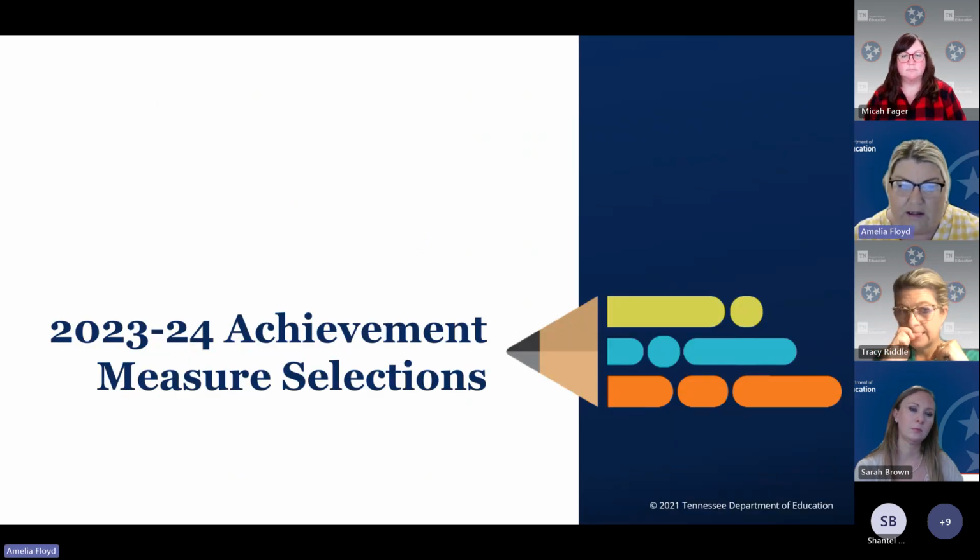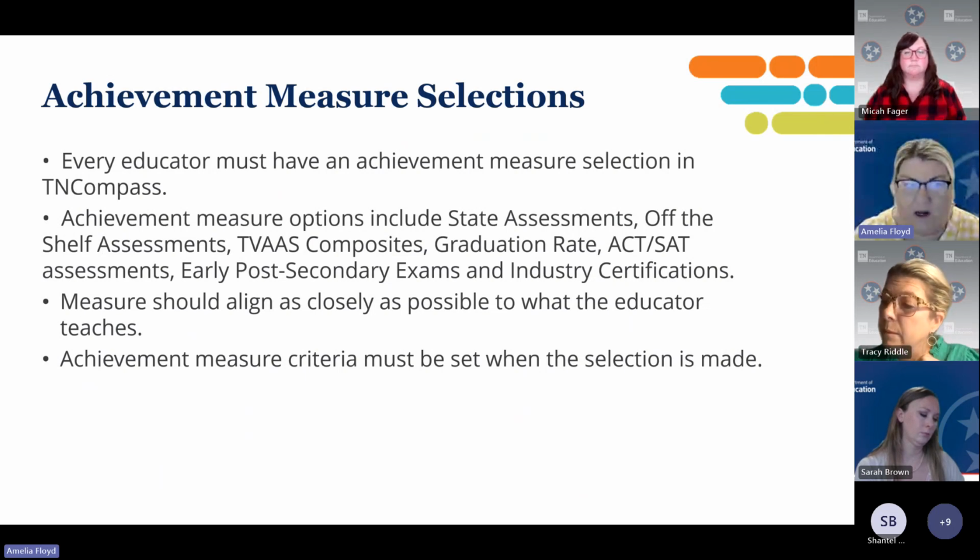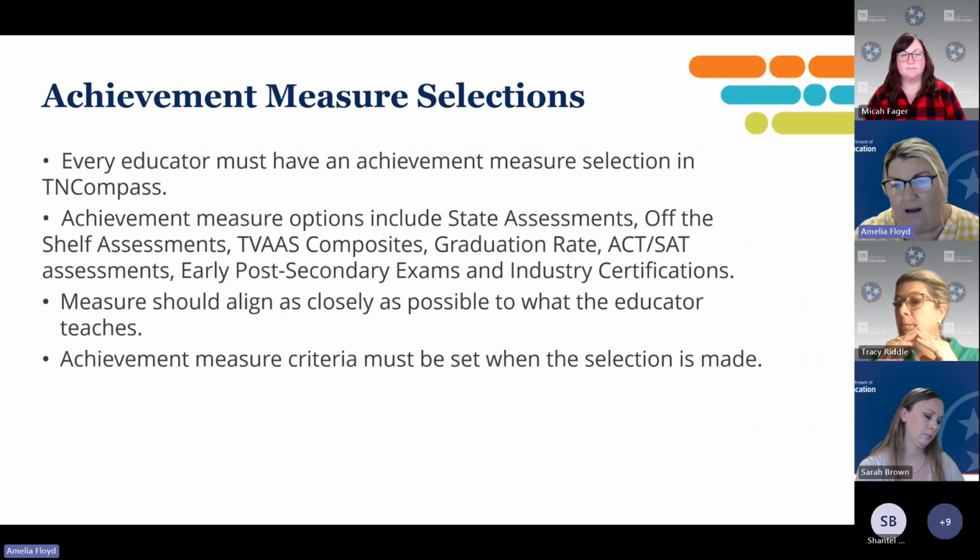Achievement measure selections, they are basically the same as they have been before. Every teacher must have an achievement measure selection. We've talked about the types. There's the state assessments, off the shelf, TVAS composites, graduation rate, ACT, early post-secondary, and industry certifications. They need to align as closely as possible to what a teacher teaches. And you need to set the criteria when you make these selections.